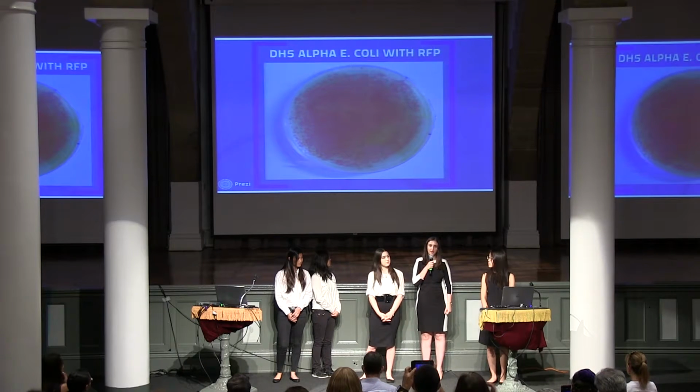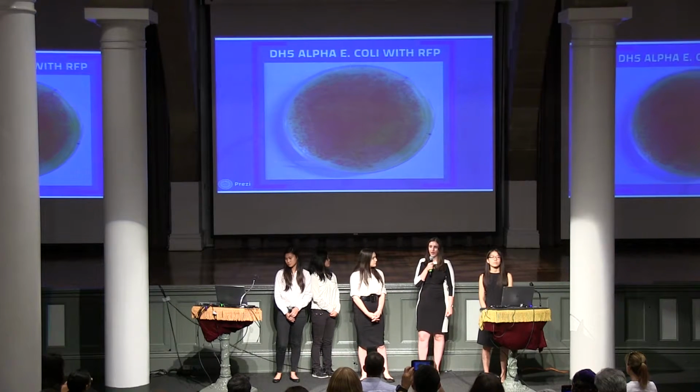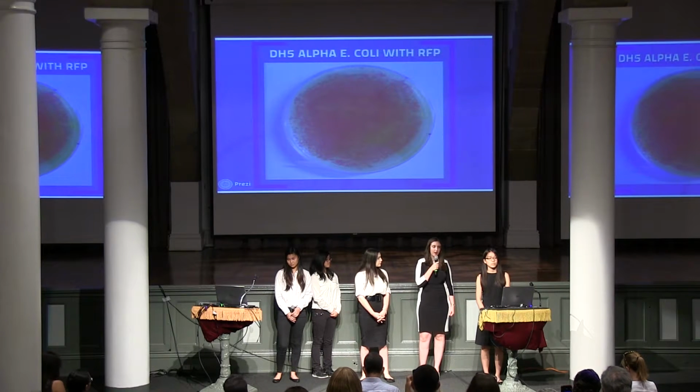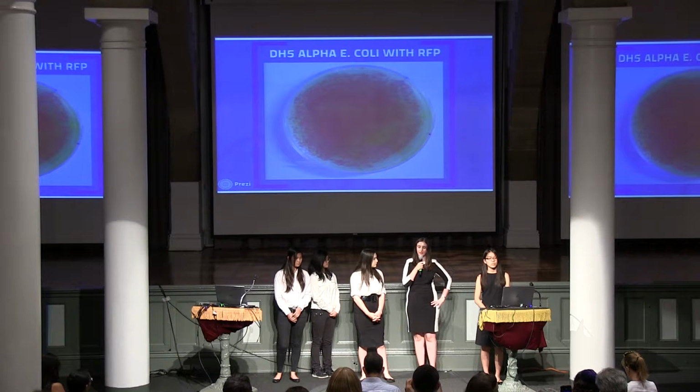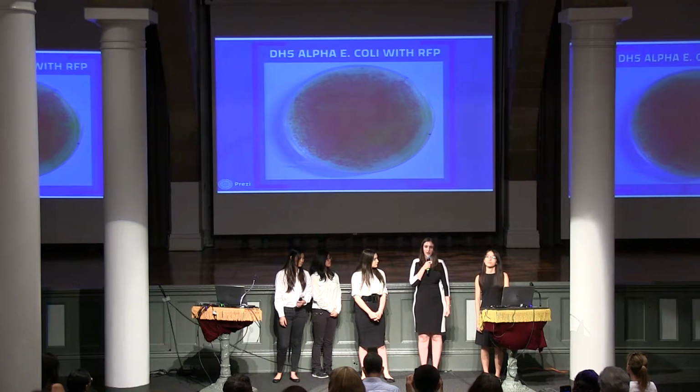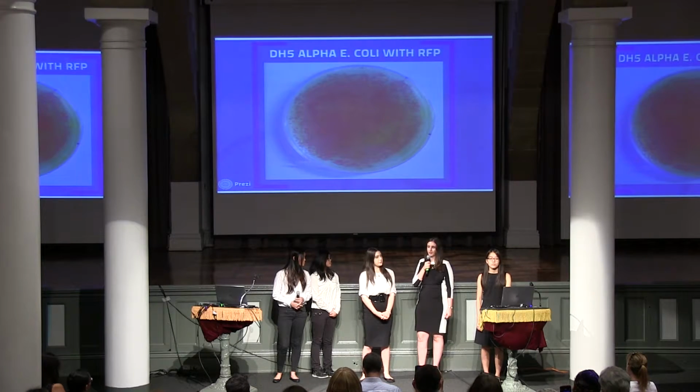The host organism that we use for our biosensor is a strain of E. coli called DH5 alpha. It's frequently used by scientists because of its high competency and because it's harmless to humans. Additionally, the gene responsible for producing the red color in the E. coli is the RFP, or red fluorescent protein gene.